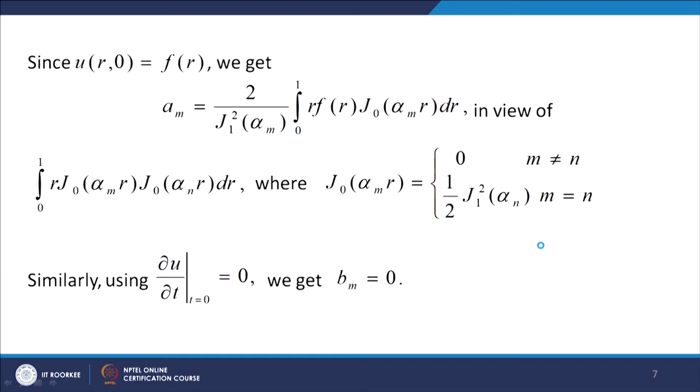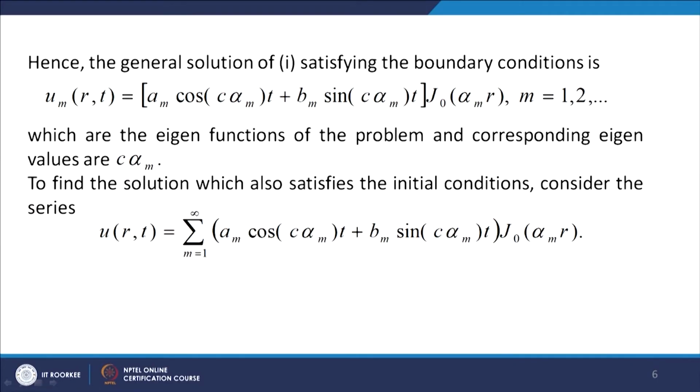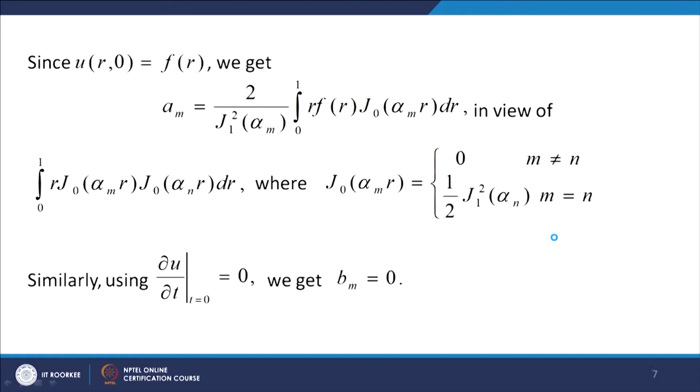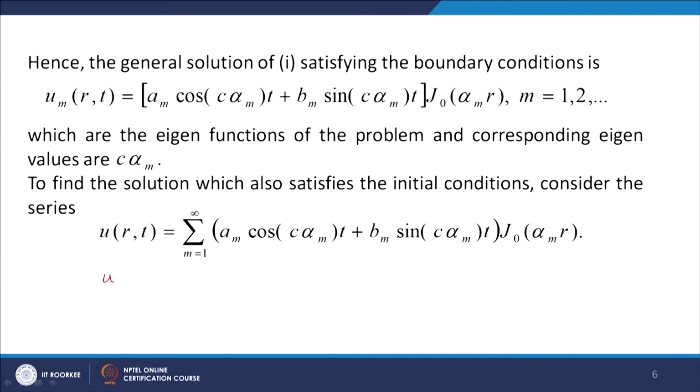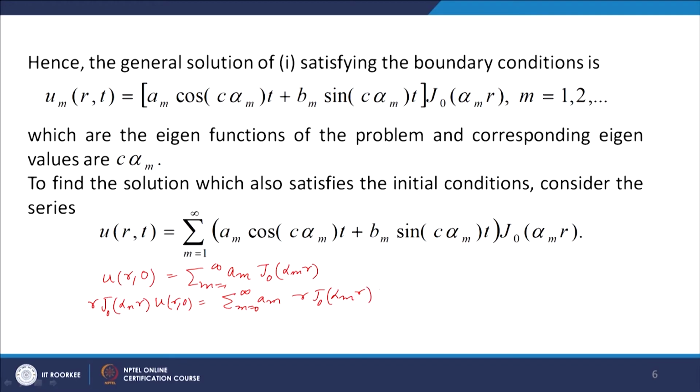Now, here let us use the initial condition U(r,0) equal to f(r). So, when you put t equal to 0, what do we get here? This part becomes am, this part becomes 0. So, we get U(r,0) equal to sigma m equal to 1 to infinity am J0(alpha m r). Then we multiply both sides with r times J0(alpha n r), and then integrate with respect to r over the interval 0 to 1.